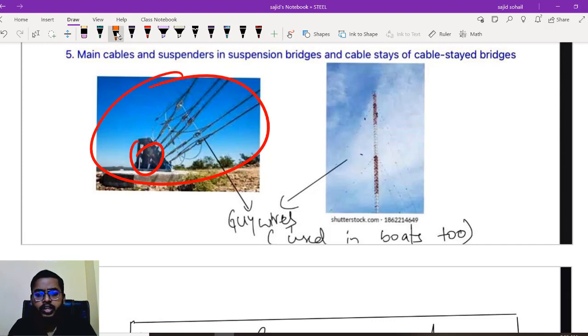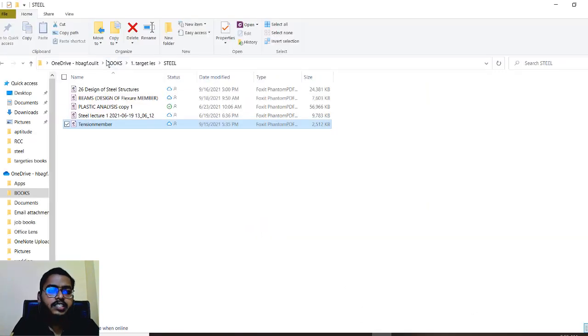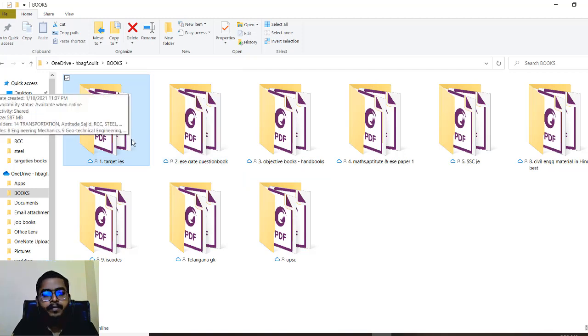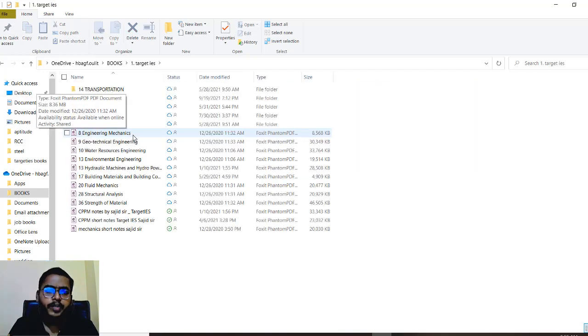And this lecture notes is already provided to you, so you can just go to your OneDrive and then go to book section. तो यहाँ पे आप in this section will be getting all the books what are necessary to clear your competitive exams. You get target IES books, ESE get previous year question papers, objective books, right? There will be maths, aptitude, SSC JE books, okay, IS codes, and books for various other competitive exams also.